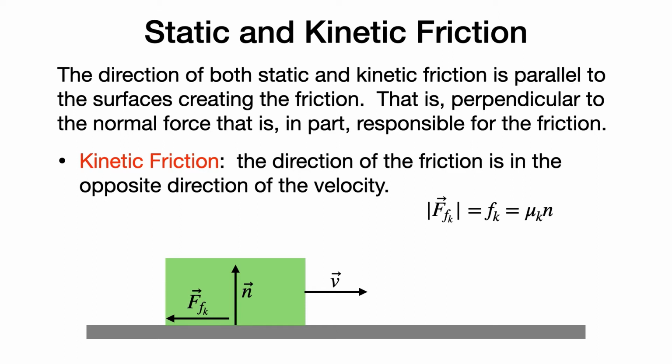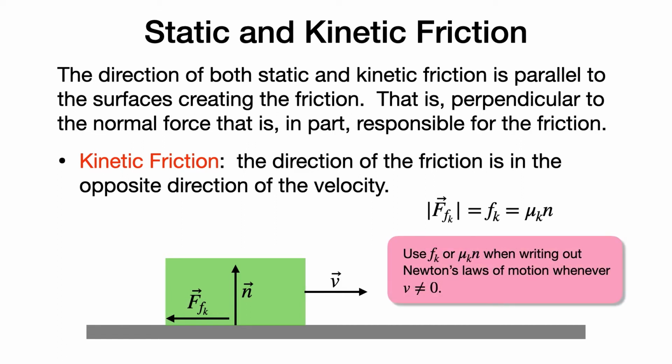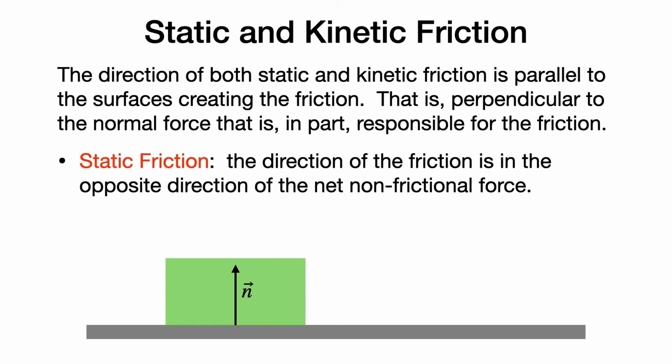Now, when we are writing out Newton's laws of motion, we can use either f sub k, or we can expand it in terms of the normal force and the coefficient of kinetic friction. We can write out either one of these in the equations as long as the velocity of the object is not zero. Now, this may seem a little bit unusual to state at this point, but there's a reason for this, which we'll see when we consider static friction.